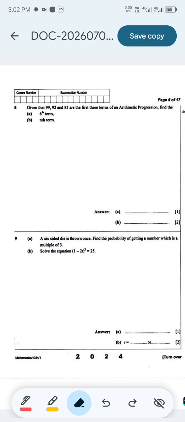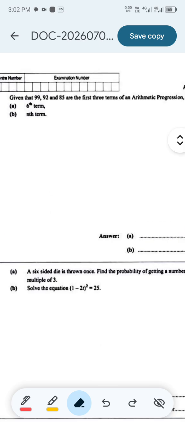Today we are going to solve maths paper 1 questions on the questions demonstrated here. We have question 8 on arithmetic progression, then we have question 9 on probability, and then question 9b, it's about applying the difference of squares. So let's get started.